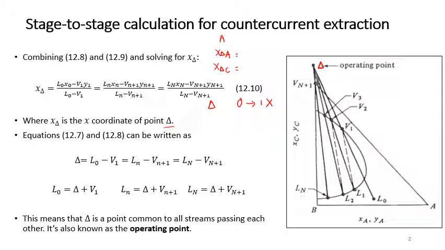So the delta here is the operating point because it is a constant throughout all streams passing each stage, and it's like a common point that every stage will pass through. So it is known as the operating point. This operating point is important to get the number of stages. Okay.